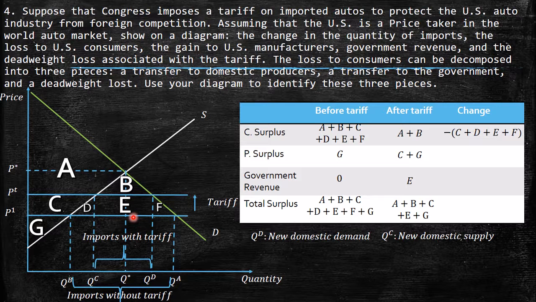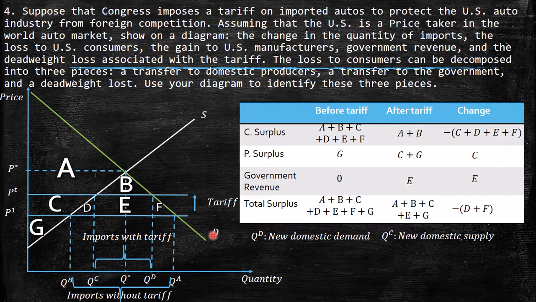So already you saw that the consumer loss is going to be decomposed in three. The total loss is all this one, C plus D plus E plus F. The producer surplus gain is C. The government revenue is E. And this is the deadweight loss, D plus F, because this part doesn't belong to anyone after the tariff.